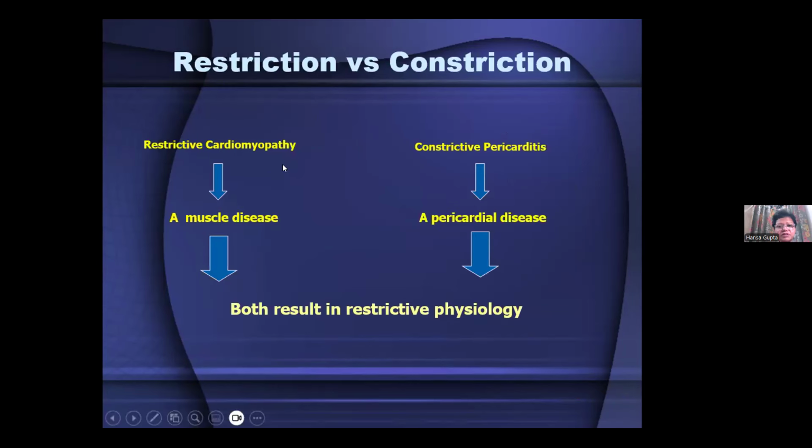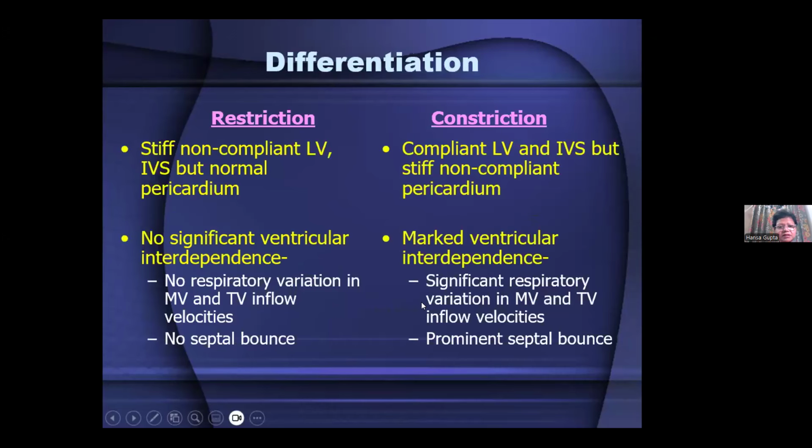So restriction versus constriction, this is the last thing. Muscle disease, pericardial disease, both result in restrictive physiology, but there are differences. Here the LV is non-compliant and stiff; in constriction, it is reverse. No significant ventricular interdependence here; there, there is a dependence. There is a respiratory variation in the mitral valve and tricuspid valve inflow velocities. Then septal bounce. You will keep hearing about this. Septal bounce is found in CCP.